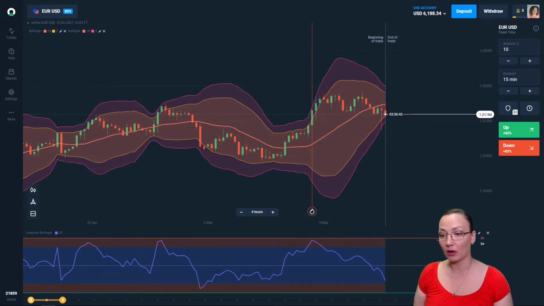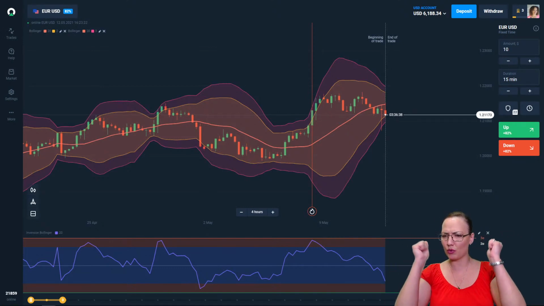Shin Kali has made a profit of $1,200 today. Nice, Bollinger Band. Whoop, whoop.